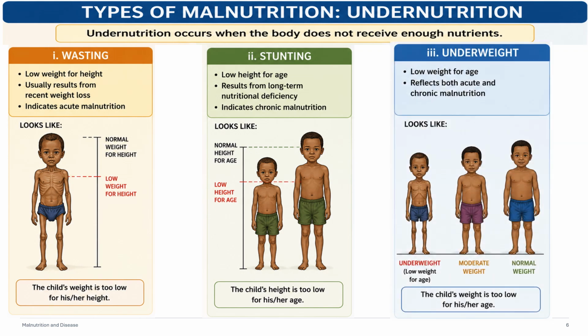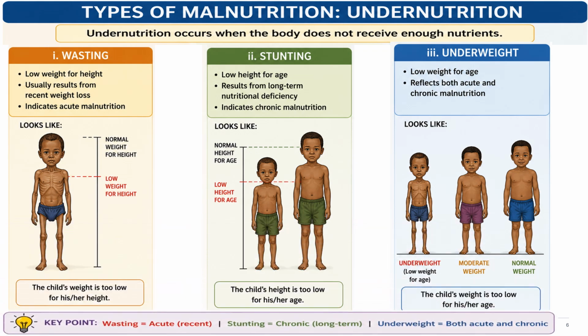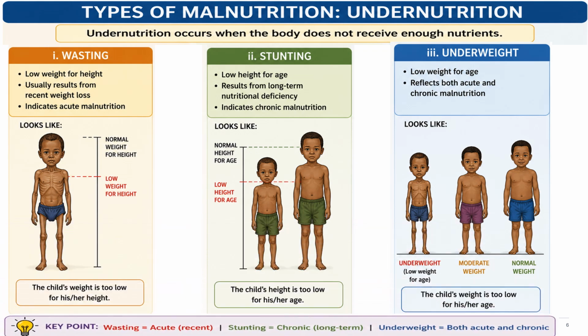The third category of undernutrition is called underweight. Underweight is commonly referred to as low weight for age. That is to say, the child's weight is too low for his or her age. Undernutrition may generally reflect wasting or stunting or both cases.